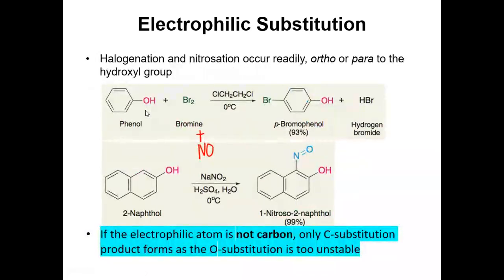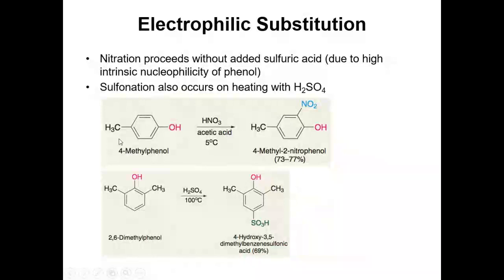And in all cases, the OH group is an OP director. I hope that's what you recall from chapter 13. So if the P position is available, usually the electrophile will connect to the P position. If the P position is not available, well, it connects to the O position. Same thing here. The P position is not available, so it connects to the O position. If the P position is available, it will connect to the P position, because OH is an OP director.